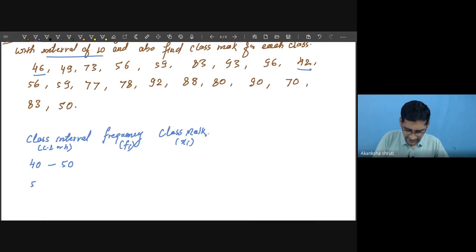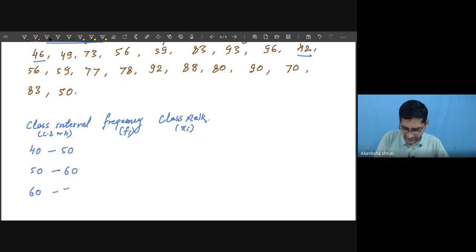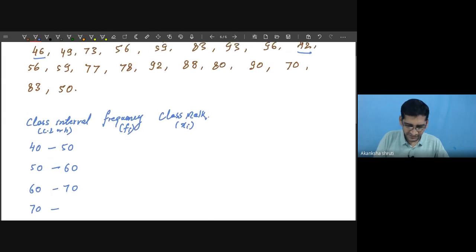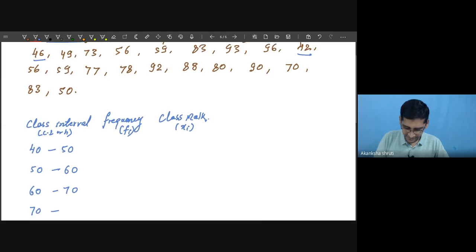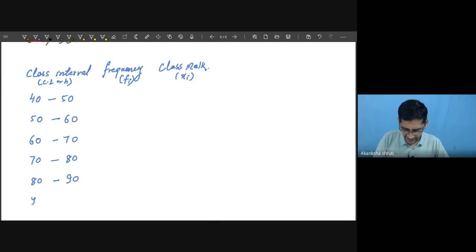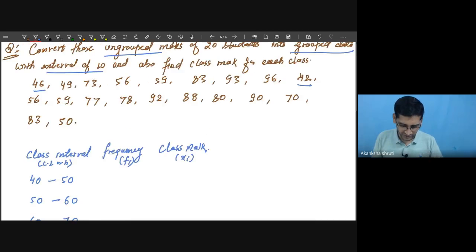The next will be 50 to 60. The next will be 60 to 70. The next will be 70 to 80. The next will be 80 to 90. The next will be 90 to 100. Student, if one is securing 100 marks, then we shall go for 100 to 110 because the upper limit has to be excluded. Now 40 to 50, observe carefully.